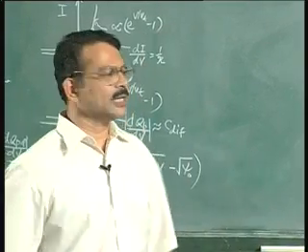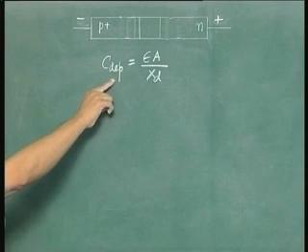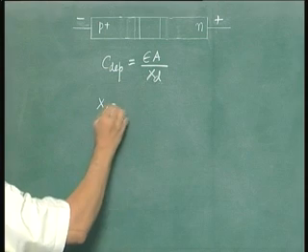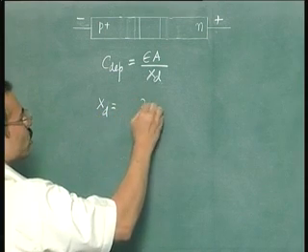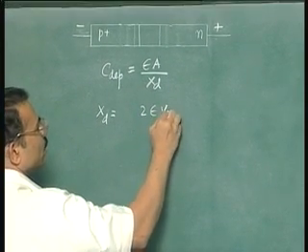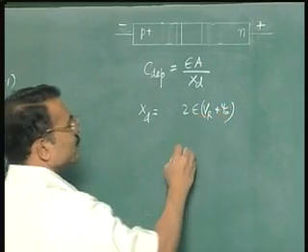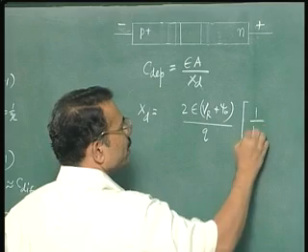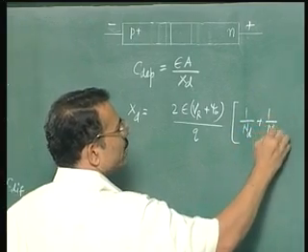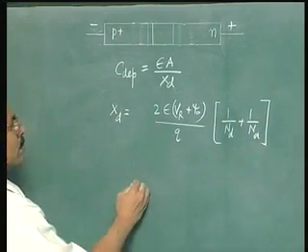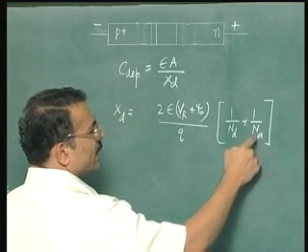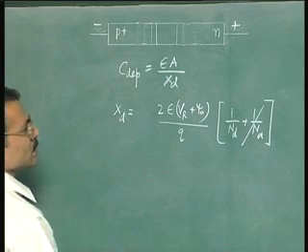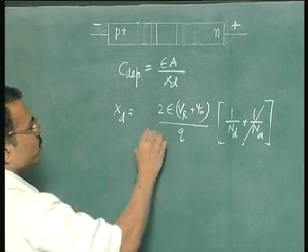To see this, let us expand the formula. C depletion equal to epsilon A by xd. We write xd is equal to the square root of 2 epsilon times VR plus psi naught, where VR is the reverse bias, upon Q times 1 by Nd plus 1 by Na. And then here we recognize that since Na is much greater than Nd, this quantity can be neglected, one-sided junction.